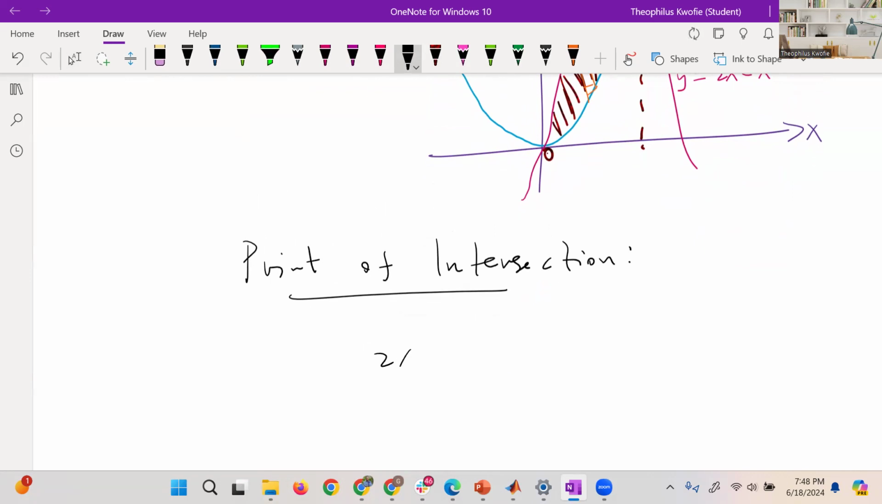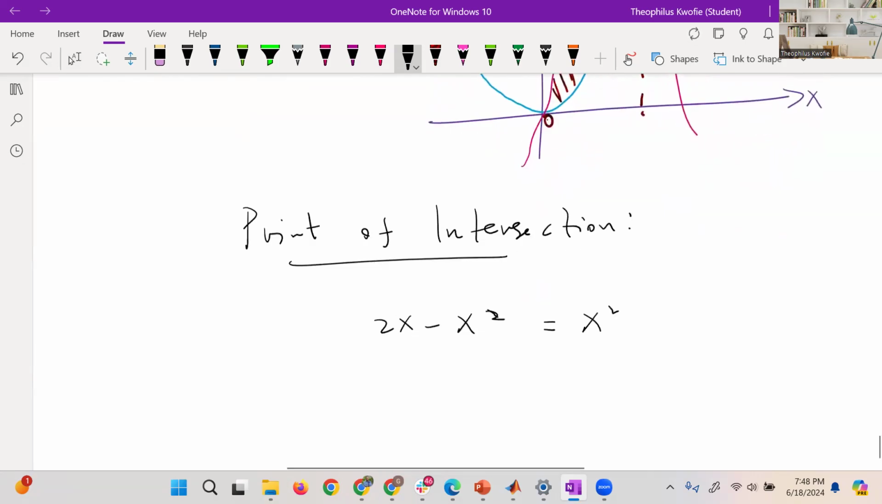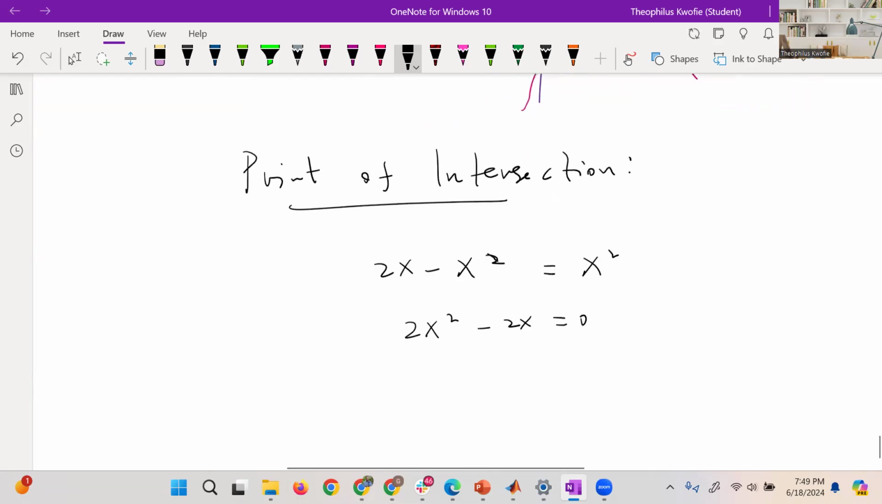So we have the first one, 2x minus x squared, and the second parabola, we had x squared. And by doing that, we are going to have 2x squared minus 2x equal to 0. When you factor out 2x, you're going to have x minus 1 equal to 0. So then x equals 0 or x equals 1, as our point of intersection.